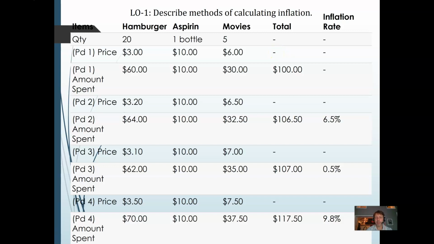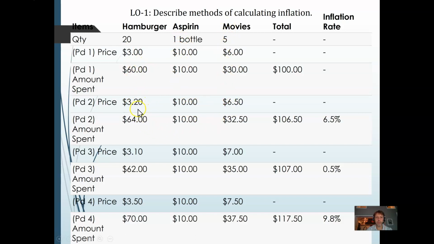$100 is nice because it makes percentages easier to start with. And this is in period one or time one. Remember, those numbers are kind of like time stamps. So then we get into time two, usually a year later, we'll say. And all of a sudden the price of hamburgers instead of $3 is now $3.20. Aspirin at $10 is still 10, and movie tickets at $6 are now $6.50. We still buy 20, we still buy one, we still buy five.